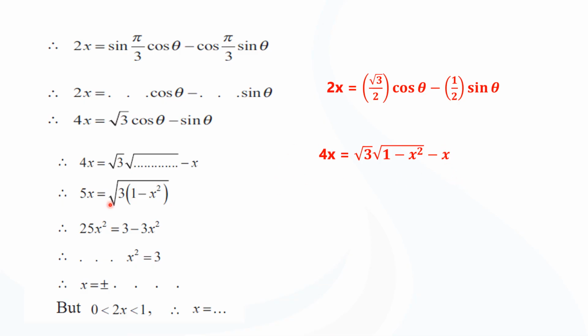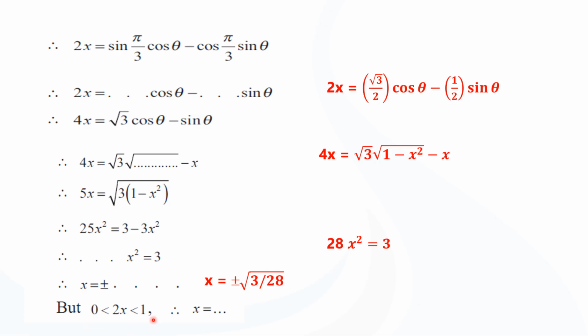x is taken on this side. It becomes 5x equals root 3 into root of 1 minus x square. Square both the sides. So that becomes 25x square is equal to 3 minus 3x square. Plus 3x square comes on the other side. It becomes how much? Write down that. And 3 remains over here. So that becomes 28x square is equal to 3. So obviously x will be plus or minus square root of 3 by 28.